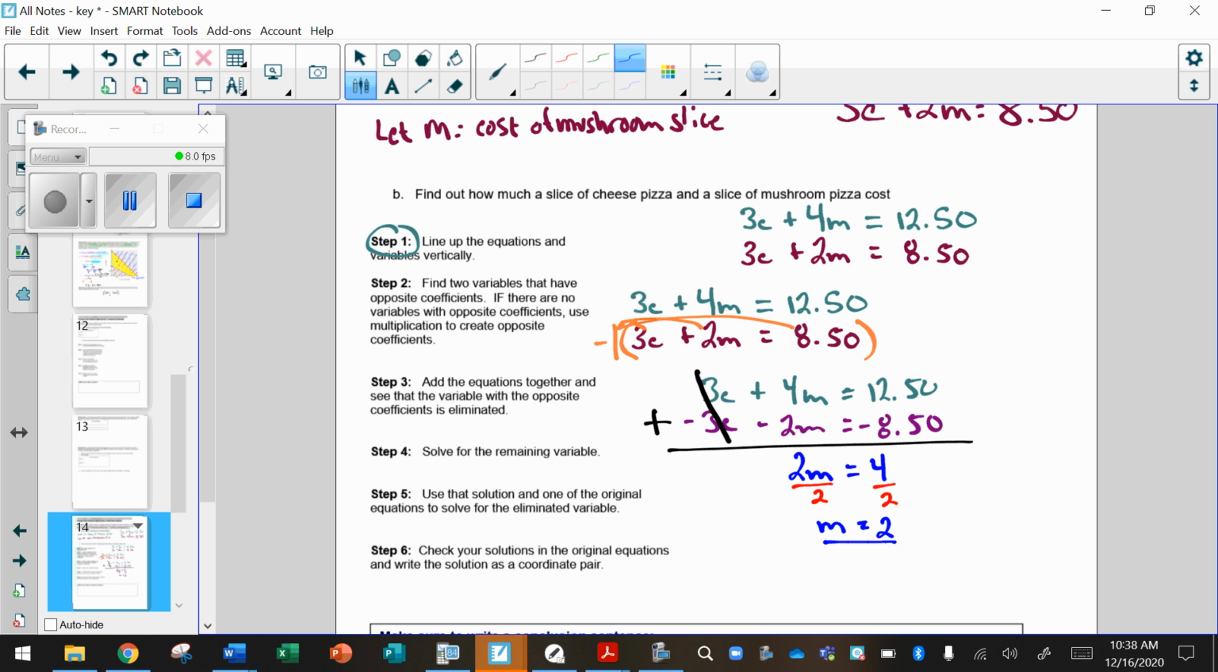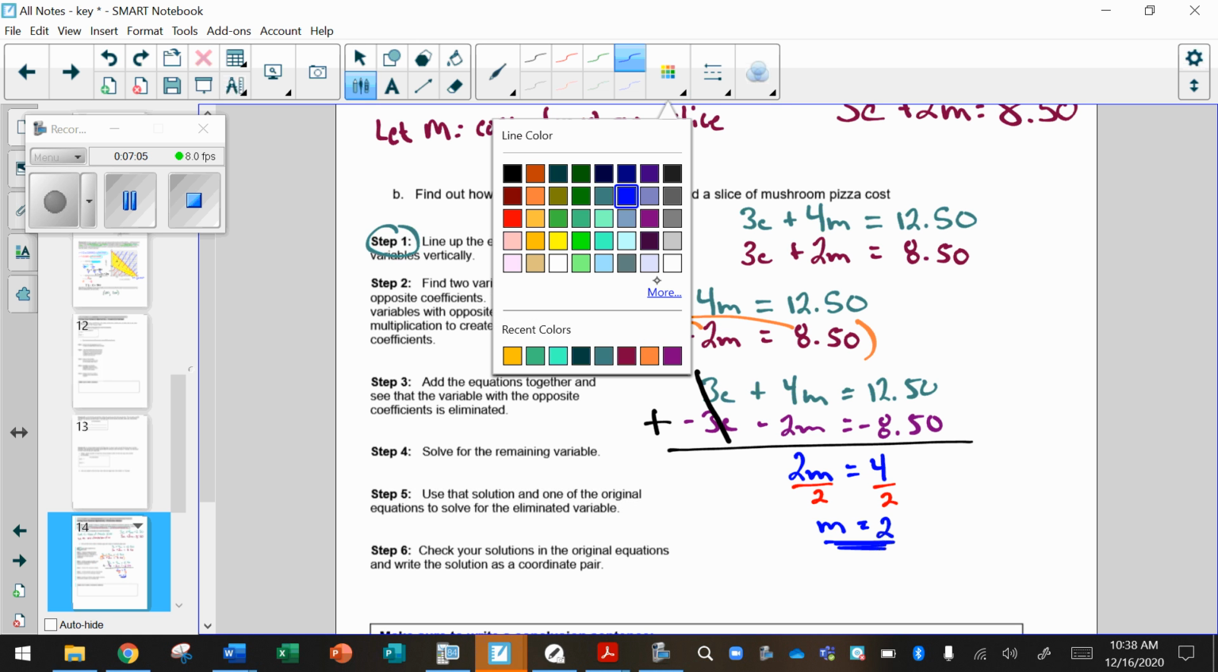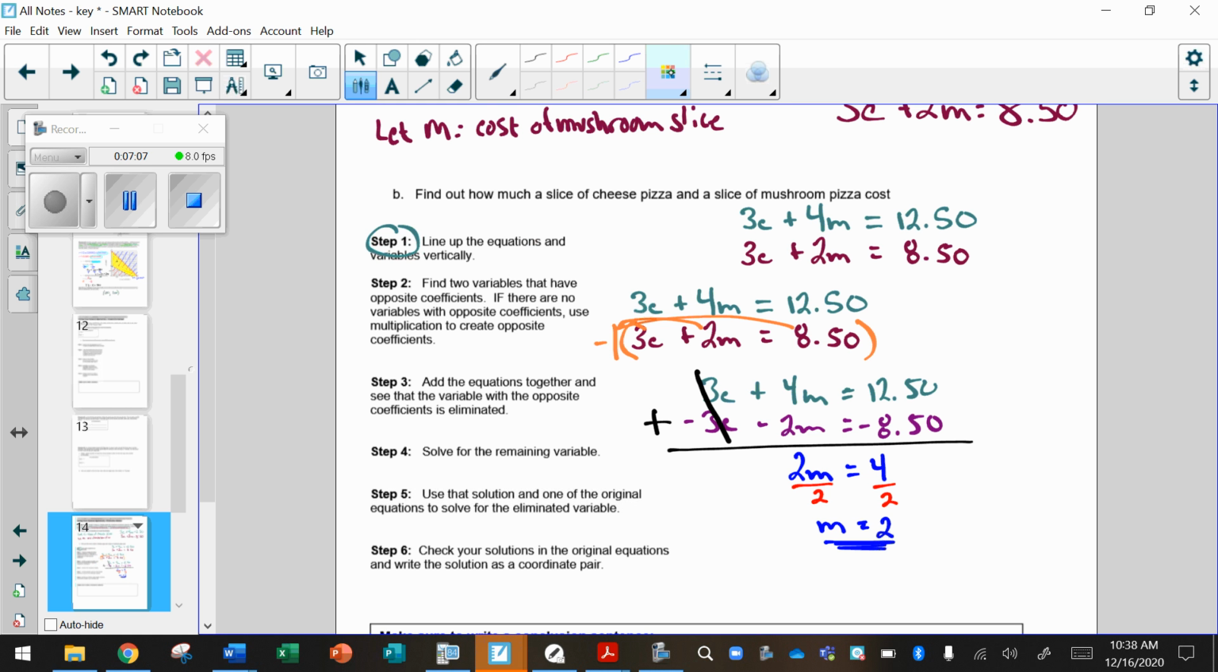So there's one of my two answers. But I have to find the other answer. And to find the other answer, I'm going to go back to one of my two original equations. It doesn't matter which one I pick. Use the one that you think is easier to work with. I'm going to pick the one with the smaller numbers. So if I bring down my $3 for a slice of cheese and $2 for a slice of mushroom, or I'm sorry, 3 slices of cheese and 2 slices of mushroom is $8.50.